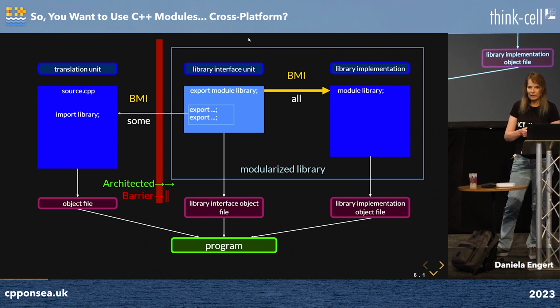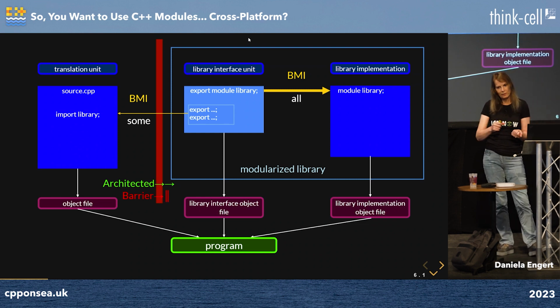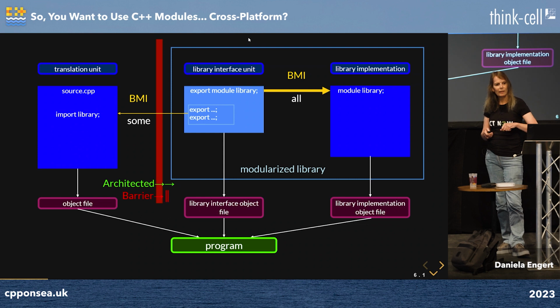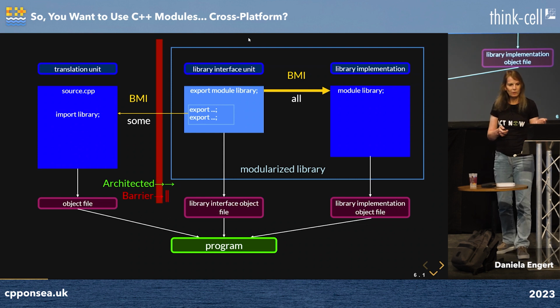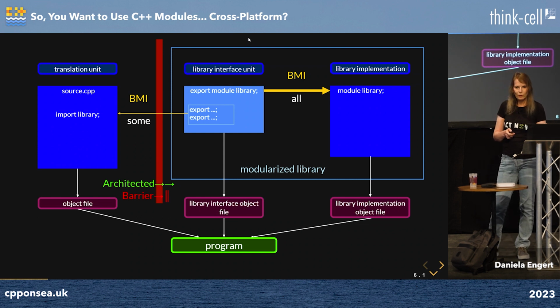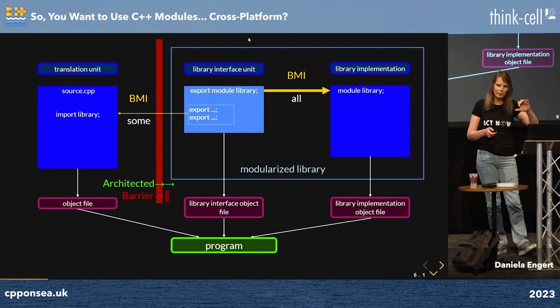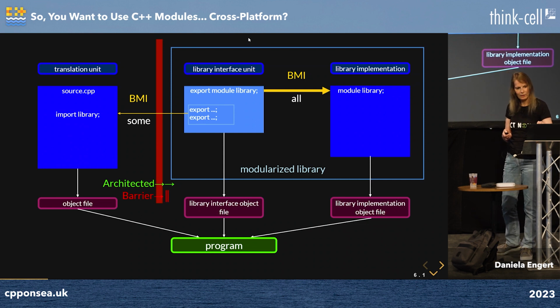We have actually not only one interface in the BMI, this is actually a two-phased interface. One is looking into the module itself. This is what you see on the right. And there's also an interface to the consumers of a module. And you, as the library architect, decide which parts of the entities in your translation unit that contains the interface is visible to the consumers. And this is done by this export keyword here.